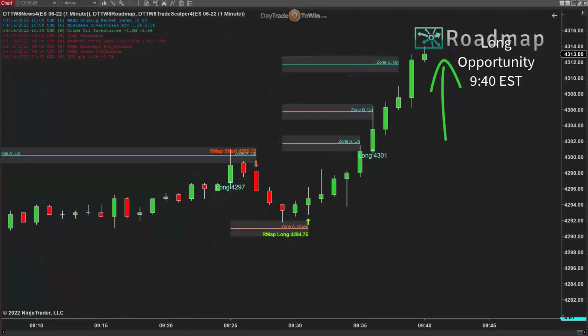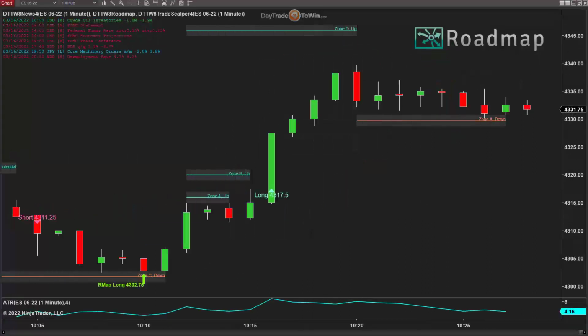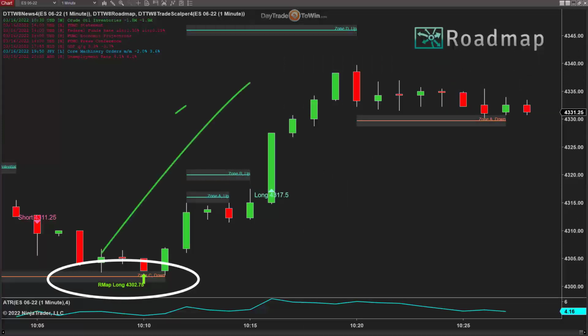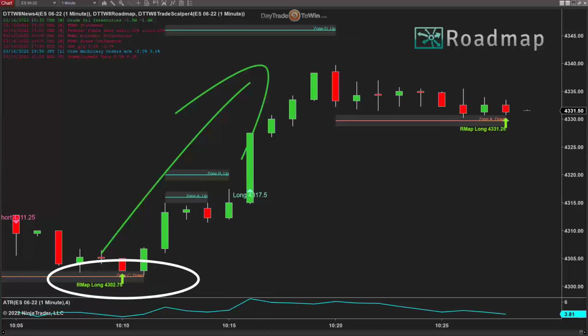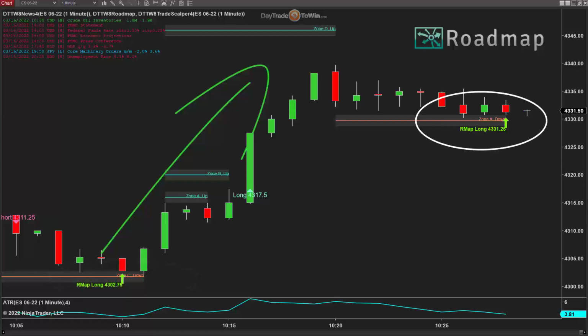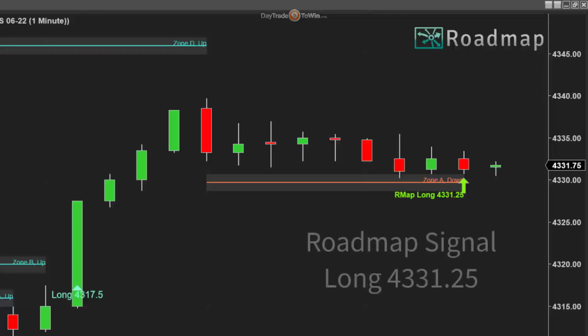Now let me show you something else here. Now about 20 minutes later, we have another signal here, roadmap long at 10:10 New York time. And again, the market just broke up higher, gave a trade scalper signal, and here we are right now at about 10:30 New York time with another opportunity where it's hitting the roadmap zone. It just gave us a signal to go long at 43.31 quarter.